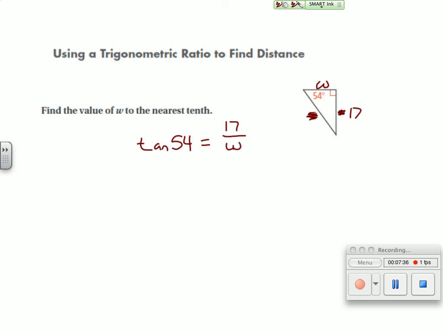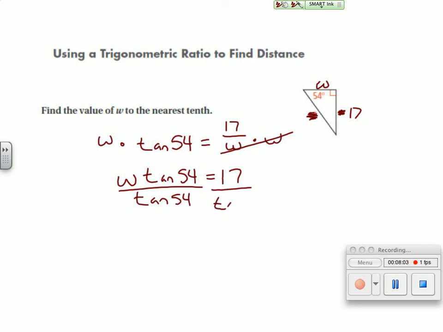The reason I did this problem this way is to make sure that I had a variable in the denominator. When I have a variable in the denominator, in order to solve this problem, I would multiply both sides by W. My W's would cancel out, and I would get W tangent 54 equals 17. And now to solve for W, I have to divide by tangent of 54, and I'll get W equals 17 over the tangent of 54. So what happens for my original problem is essentially my W and my tangent trade places.